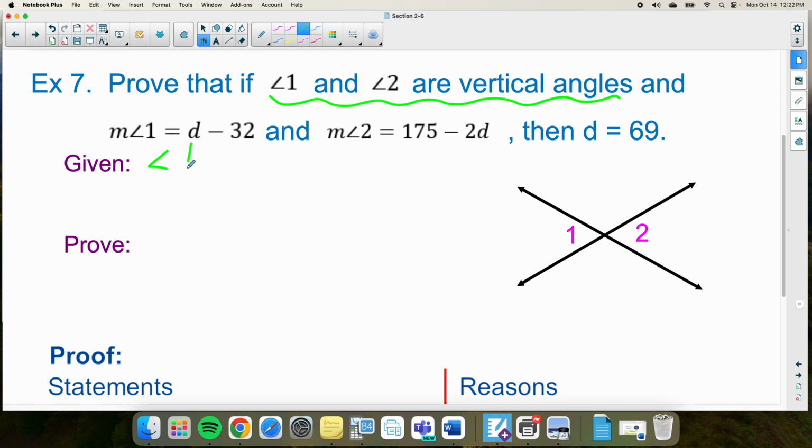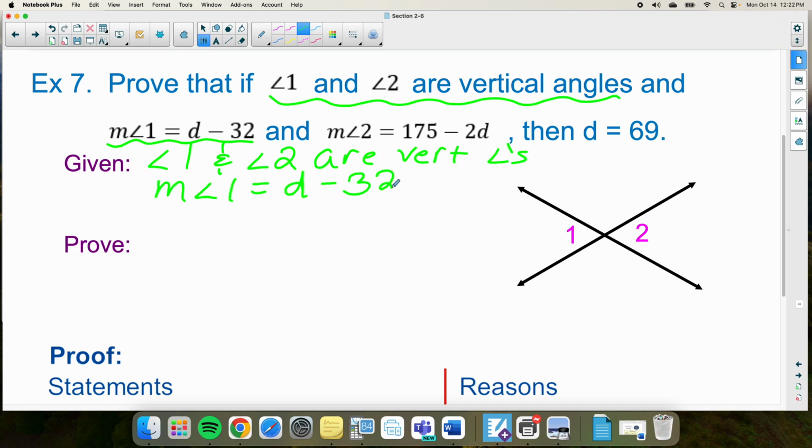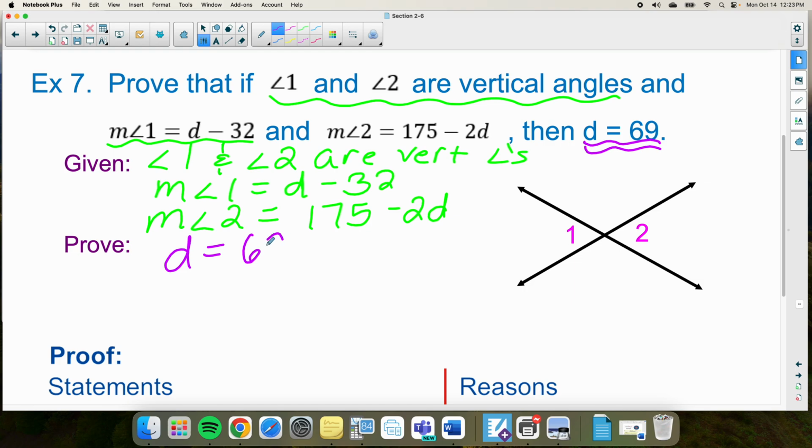So first our given would be that angle 1 and angle 2 are vertical angles. Okay. The second thing that we're given is that the measure of angle 1 is D minus 32. And then the third thing is that the measure of angle 2 is 175 minus 2D. Then, when you go to decide what you're going to prove, that's what's after then in your if-then statement. So what we're trying to prove here is that D equals 69.